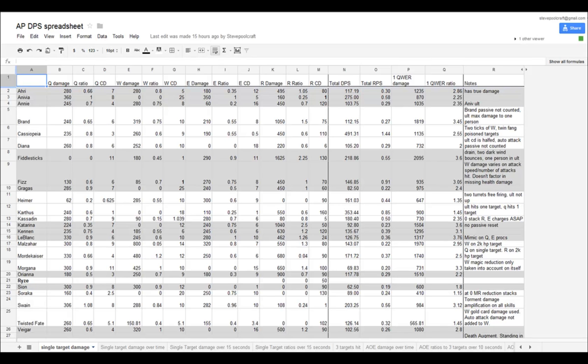On this spreadsheet, you can find all the AP ratios, the base damage, and the cooldowns of all the AP champions in the game. With this video, I wanted to give you guys a basic primer on how to use the spreadsheet and different analysis that I've done.